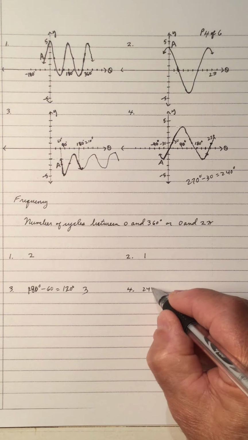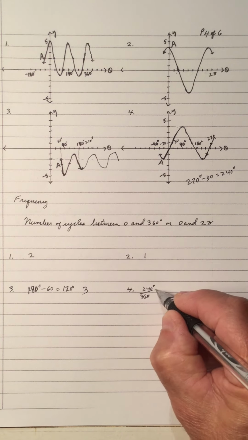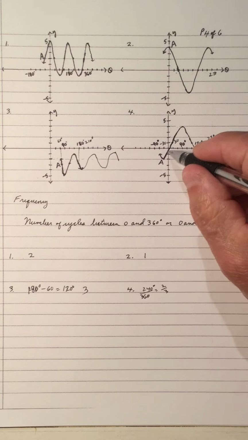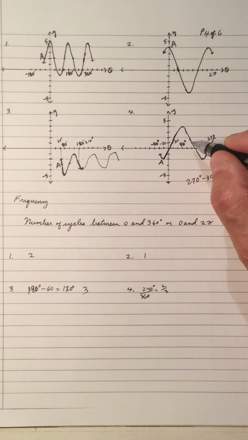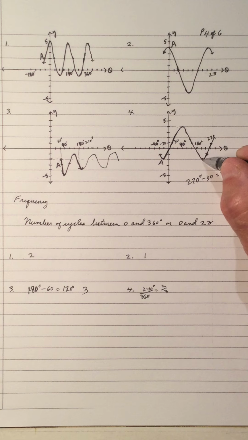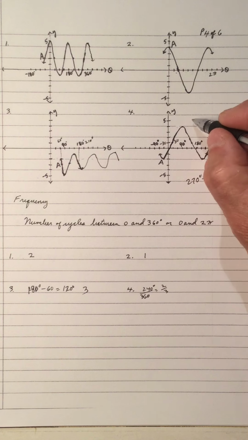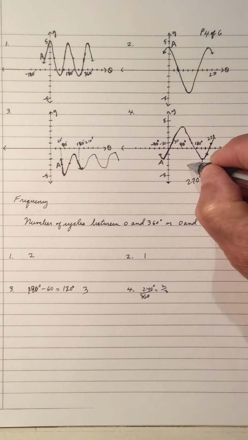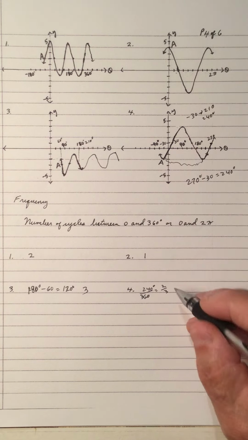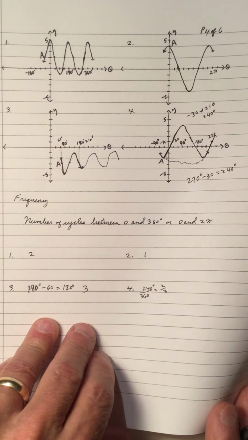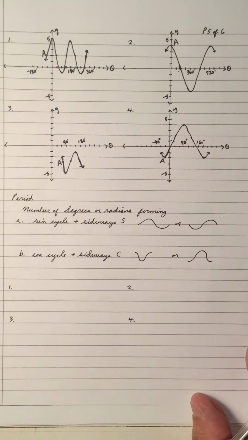And 240 degrees is 2/3 of 360. So there's 2/3 of a cycle in this graph between 0 and 360. Or you can go between -30 and 210. So you can go from right here to here, that's -30 up to 210. And if you go that far, you're going 240 degrees also. So it's 2/3. So I just wanted to mention the frequency. A lot of people don't mention it, but I want to mention it.